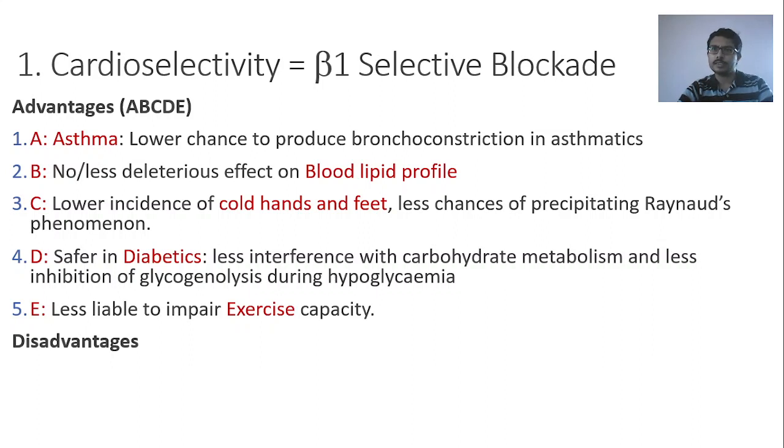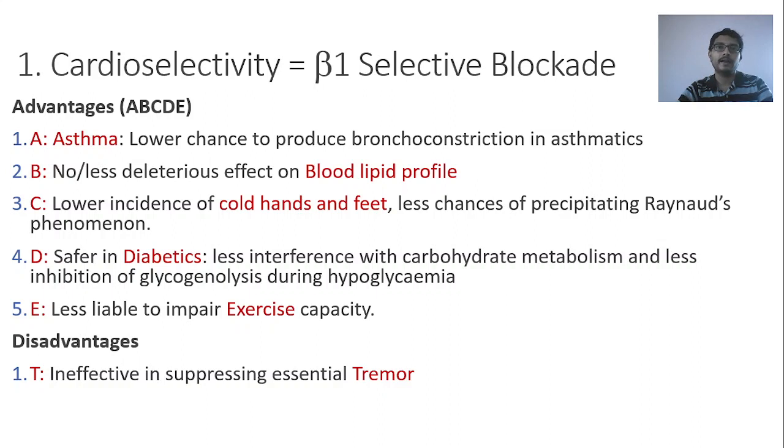What are the disadvantages? There are two disadvantages, both start with T. First one is tremor. The cardioselective beta blockers block only beta 1 receptors. The suppression of tremor due to beta blockers is because of their inhibitory action on beta 2 receptors, which are located in the skeletal muscles. Adrenaline activates beta 2 receptors on the skeletal muscles, leading to increased potassium uptake and tremors.